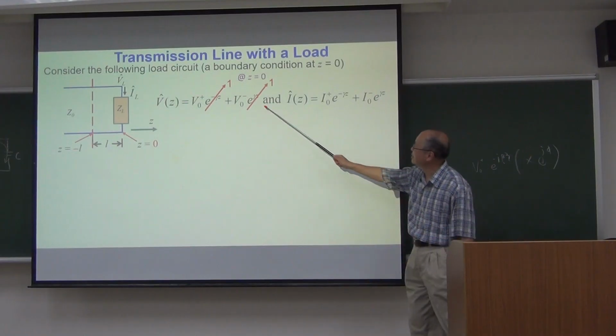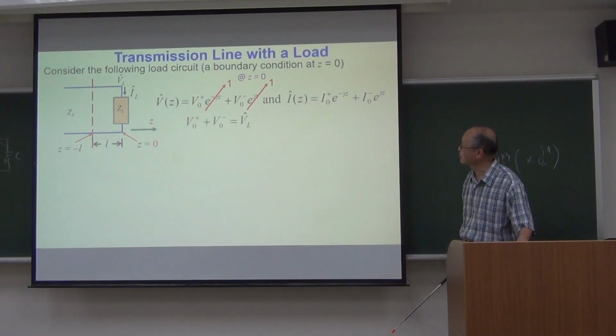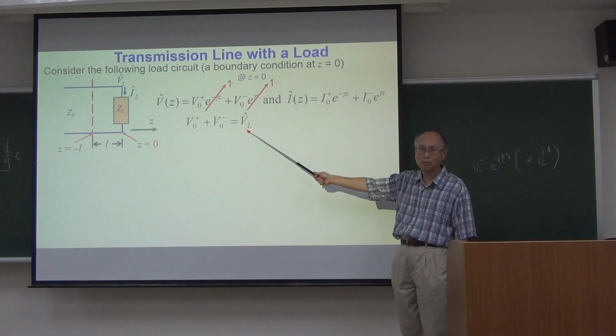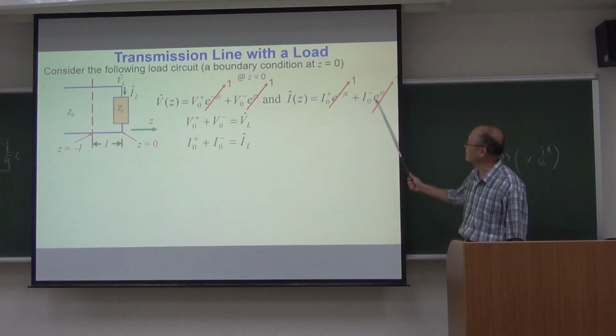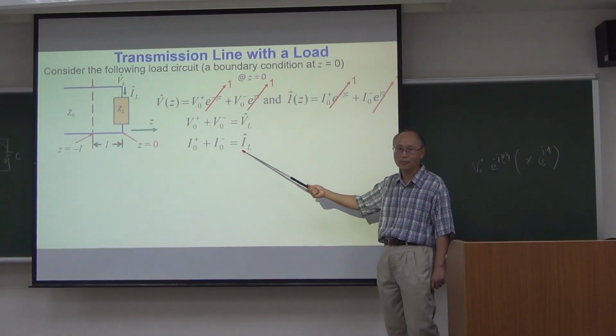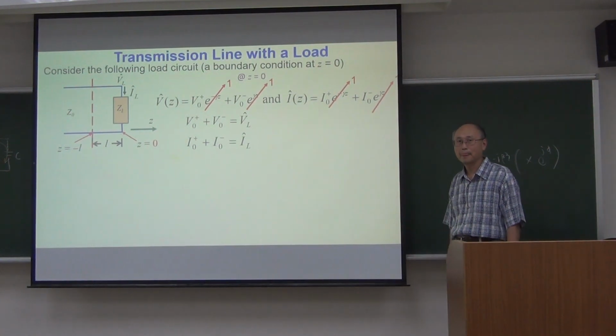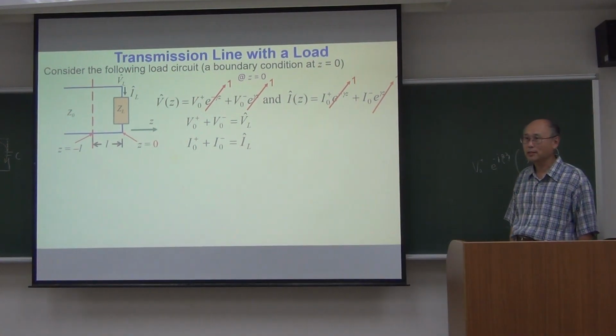Well, if I set z equal to 0 right at the load, then I can just put z equal to 0 into this exponential term. So it simplifies the algebra. Same thing, I can do the same thing for current. Then I simplify the algebra as well. Okay. Is that the question?